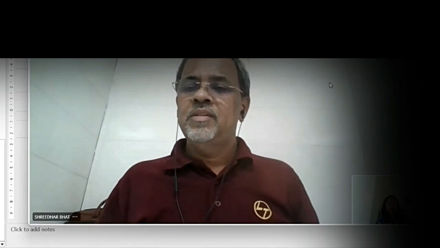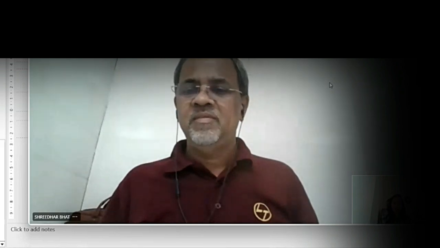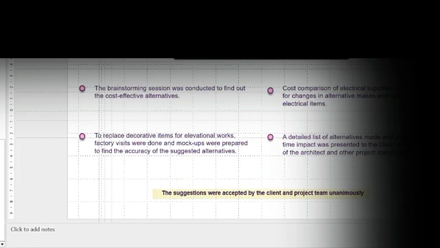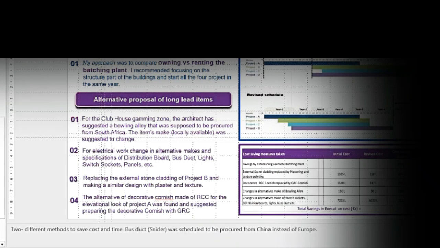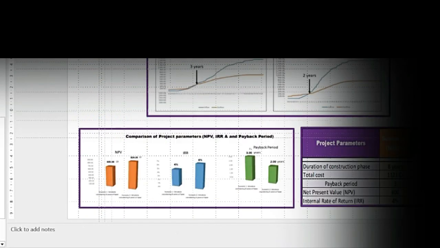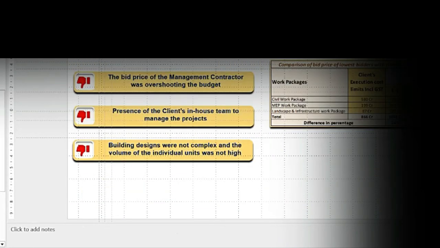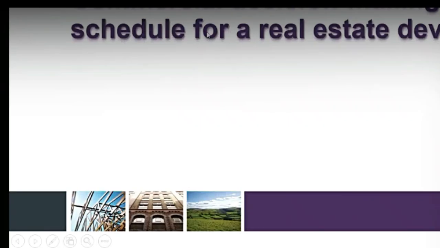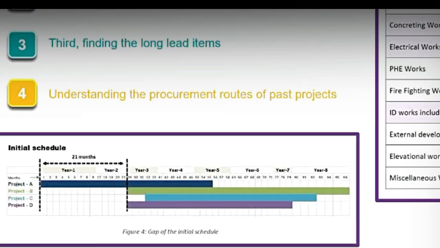Okay. In the first suggestion, the initial days. If you see your graph, the first project started from the start, zero date, correct? Yes. Then there is a gap of how many days? 21 days. 21 months, sorry. 21 months. Why that starting delay?